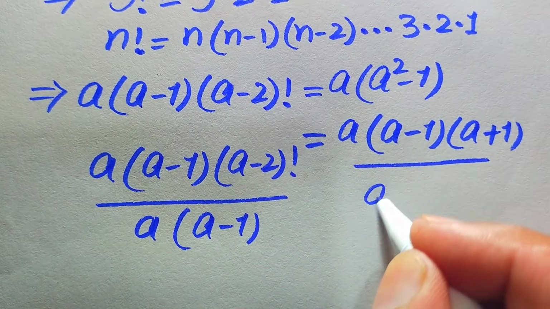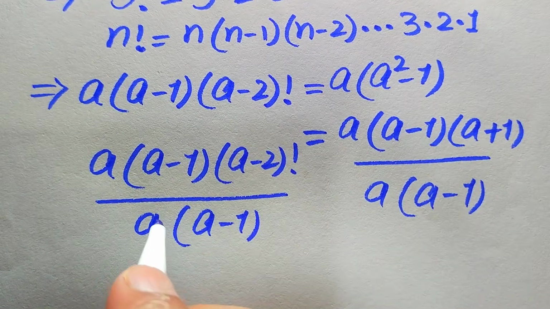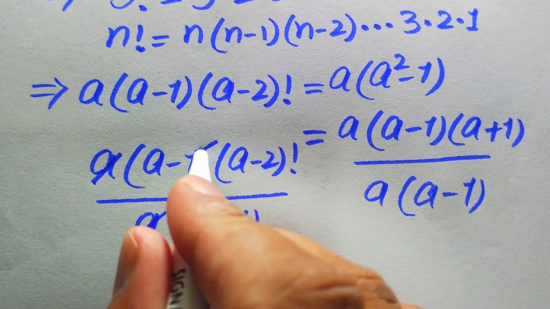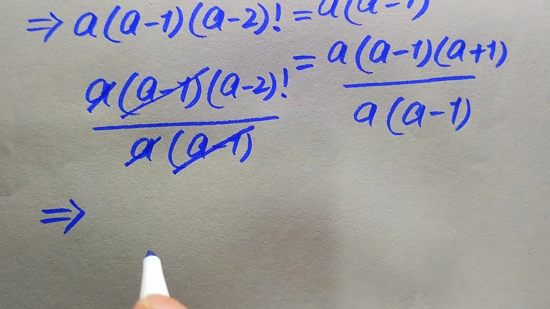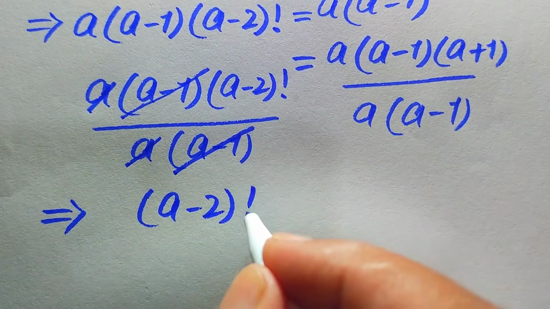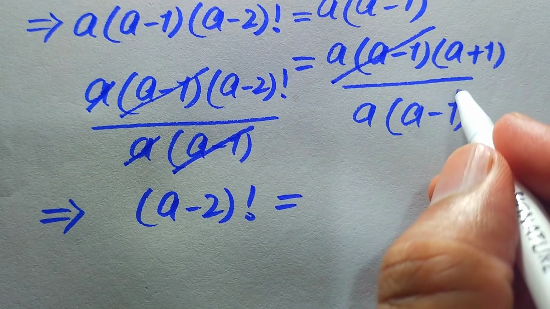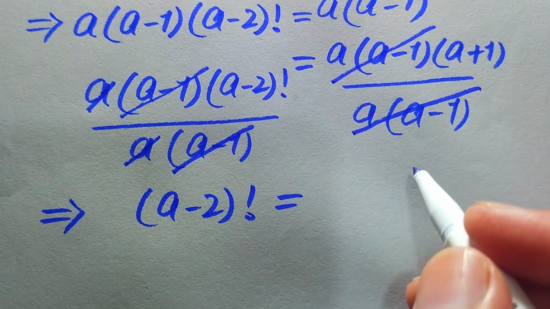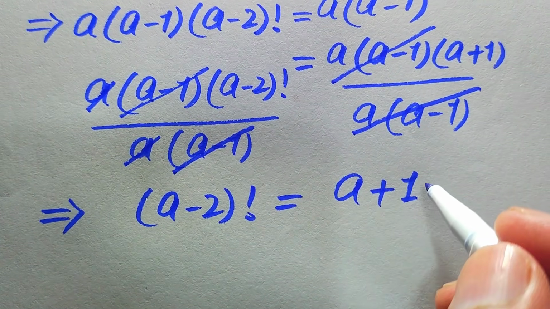When we divide by a times (a minus 1) on both of the sides, this a and this a are gone, and this a minus 1 and this a minus 1 are also cancelled out by each other. The remaining value on the left is (a minus 2) factorial, which is equal to, since a times (a minus 1) is cancelled out, a plus 1 on the right hand side.